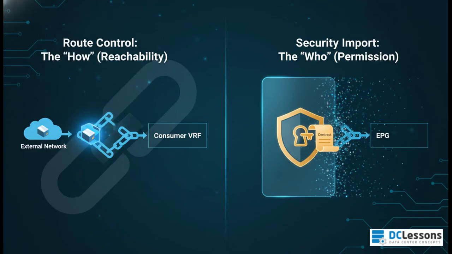And this slide really nails the whole separation of duties in ACI. On the left, you've got shared route control subnet. This is purely about networking. It's the plumbing. Checking this box is you telling ACI, hey, take this external route and stick it into the routing table of any VRF that needs it. It's all about reachability. Then on the right, you have shared security import subnet. This one is all about security. It's the bouncer at the door. It tells the consumer VRF which external EPG this traffic belongs to, so you can actually apply contracts to it. So one handles the path, the other handles the permission.